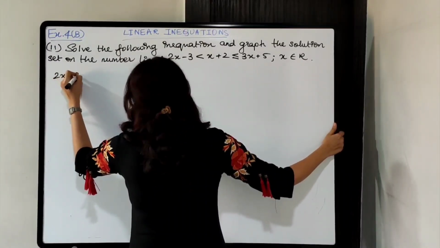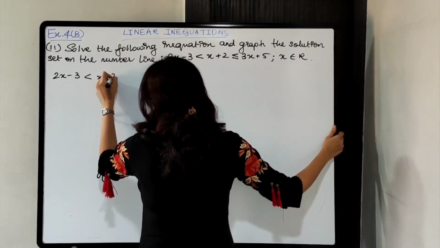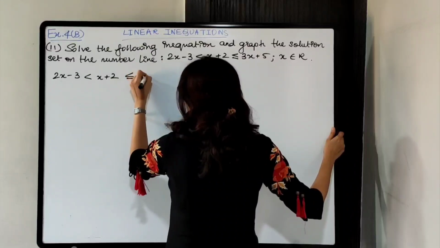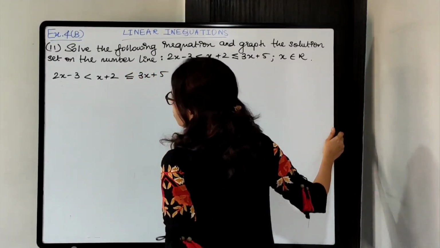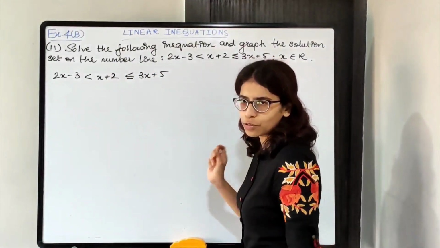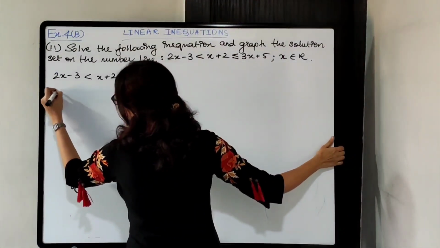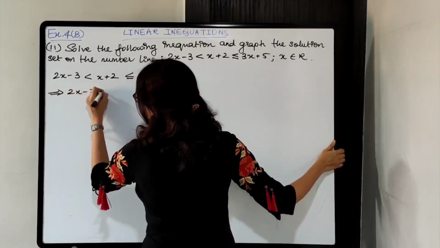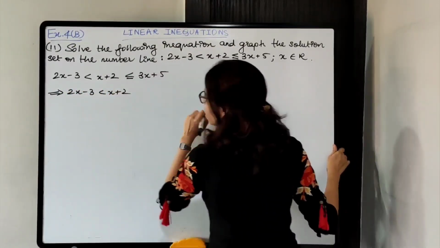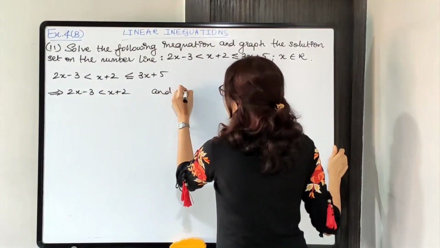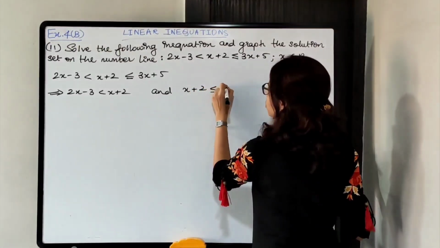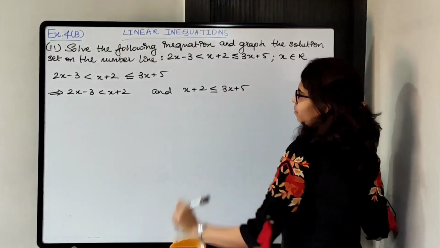2x minus 3 is less than x plus 2 is less than or equal to 3x plus 5. Two inequality signs hain. What are you going to do? Break it into two parts. So 2x minus 3 is less than x plus 2, first part, and x plus 2 is less than or equal to 3x plus 5.